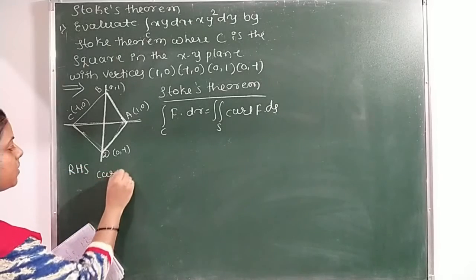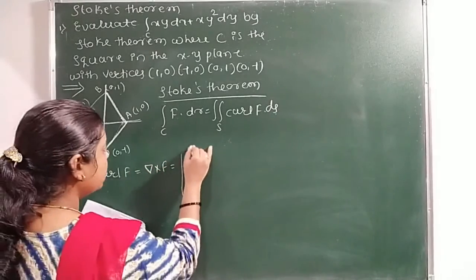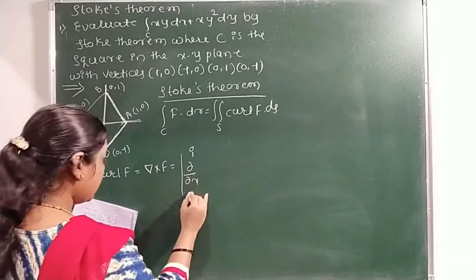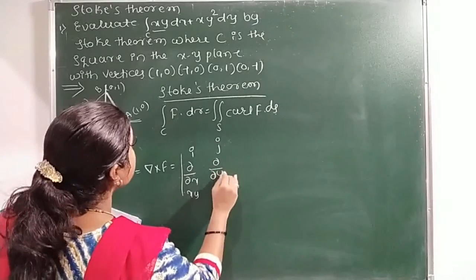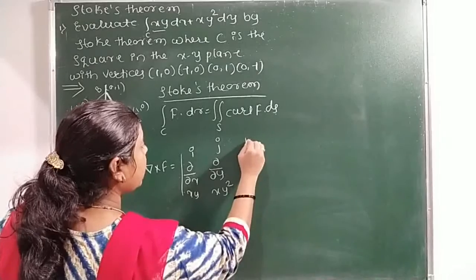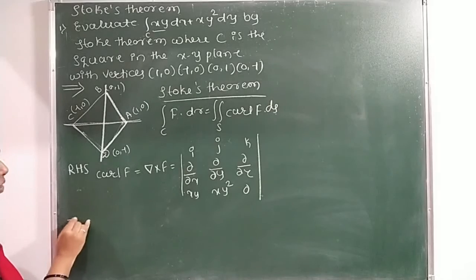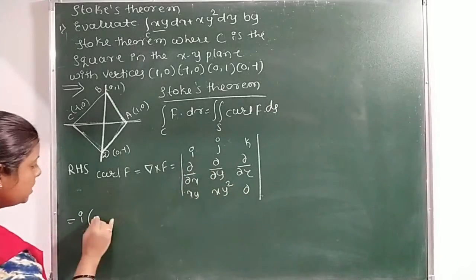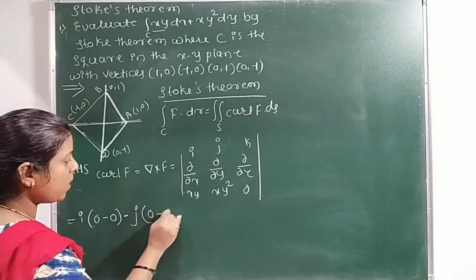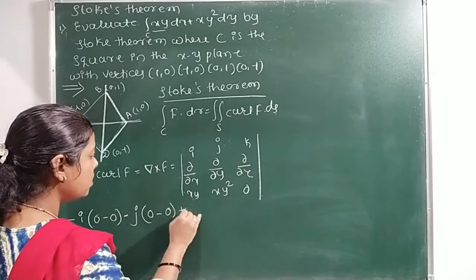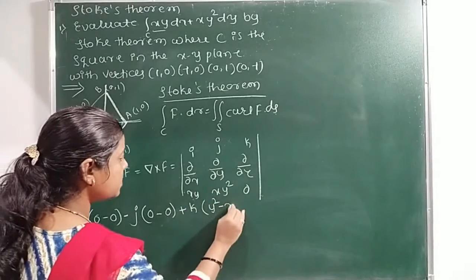curl F is nothing but del cross F, that is i del by del x of xy, j del by del y of xy square, k del by del z of 0, because the k term is not there. This we have to expand. With i, the y term is 0, minus z is not there, 0. Minus j, x is 0, here also the z term is not there, 0. Plus k, here y square minus x.